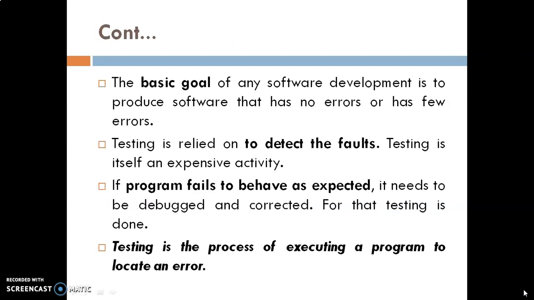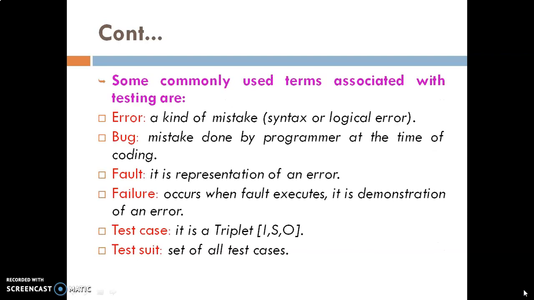The basic goal of any software development is to produce software that has no errors or few errors. Testing is used to detect faults, called errors. Testing is itself an expensive activity. If a program fails to behave as expected, then it needs to be debugged and corrected. For that, testing is done. Testing is the process of executing a program to locate an error, and solve the error.